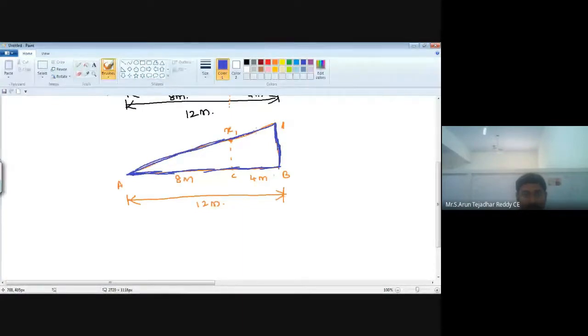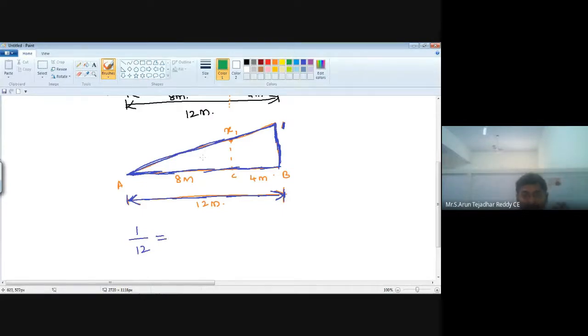This entire blue color is the bigger triangle. What is the perpendicular here? 1. Here the perpendicular is 1 by base. Base is from A to B. A to B is 12 meter, is equal to, now.